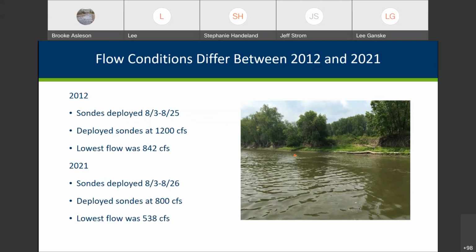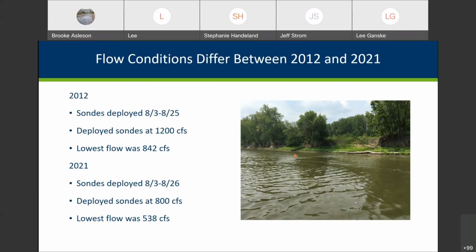For comparison's sake, the general thought is, can you go back and look at each one of these points in time that we had low flow conditions and compare them to each other? And I'd kind of caution against that in some regards because they are low flow conditions, but they're not the same. Just coincidentally, the 2012 and 2021 studies, the deployments were almost the same, August 3rd to August 25th, 26th. That was just happenstance based on when crews got out there and the flows that we were seeing when we were watching the gauges.